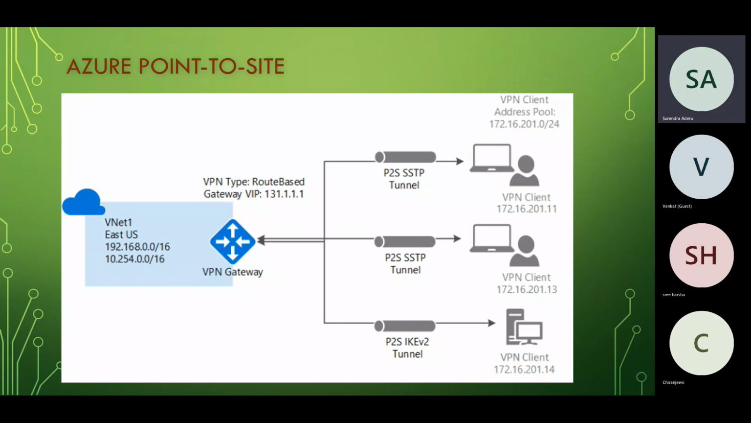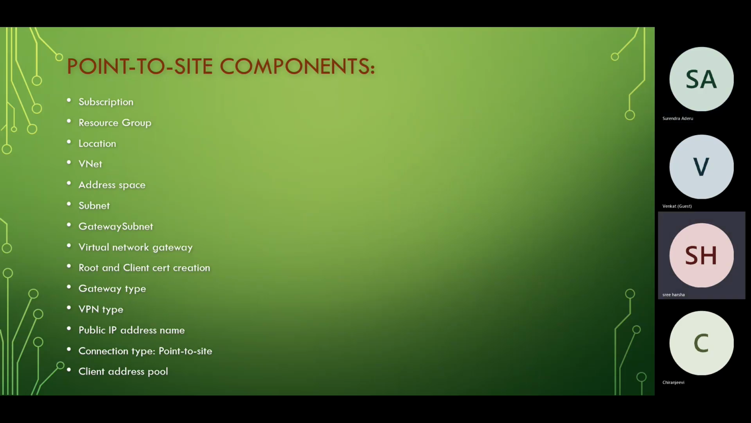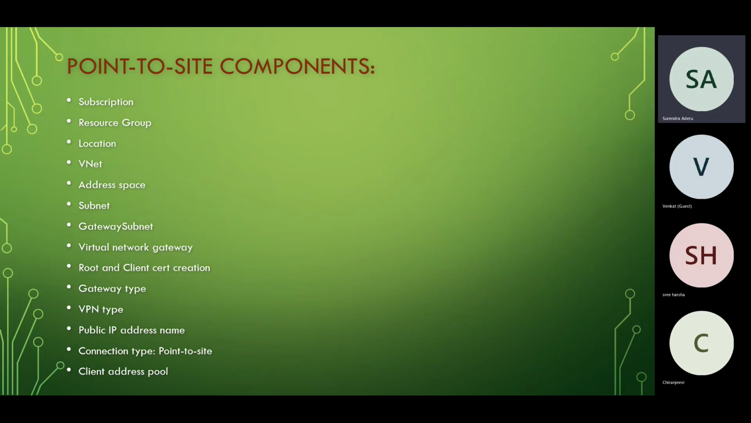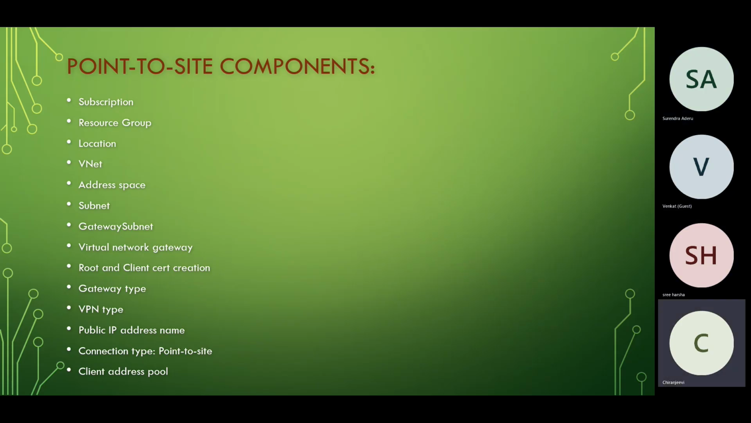As part of provisioning or configuring this point-to-site, these are all the components which are needed to implement point-to-site VPN. I believe the first 6 points are clear to you: subscription, resource group, location, VNet, address space, and subnet. Is that clear, folks? Yes.